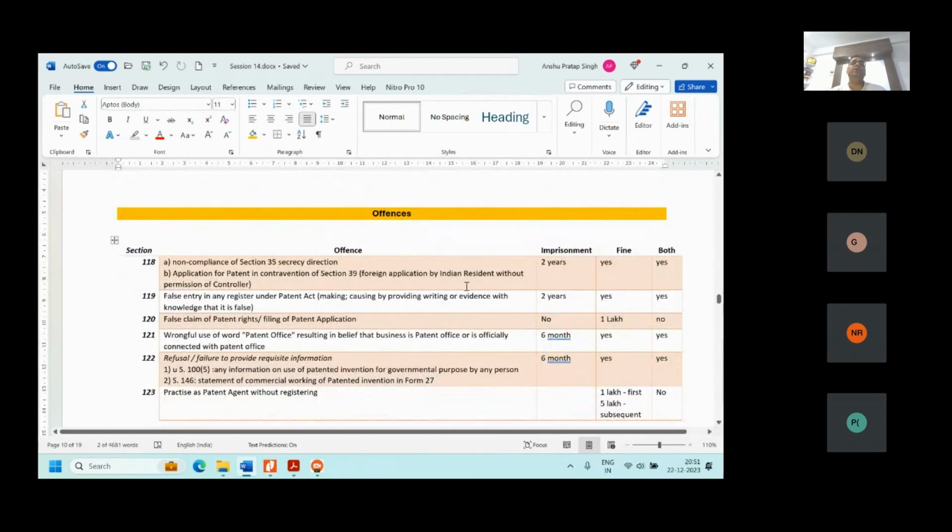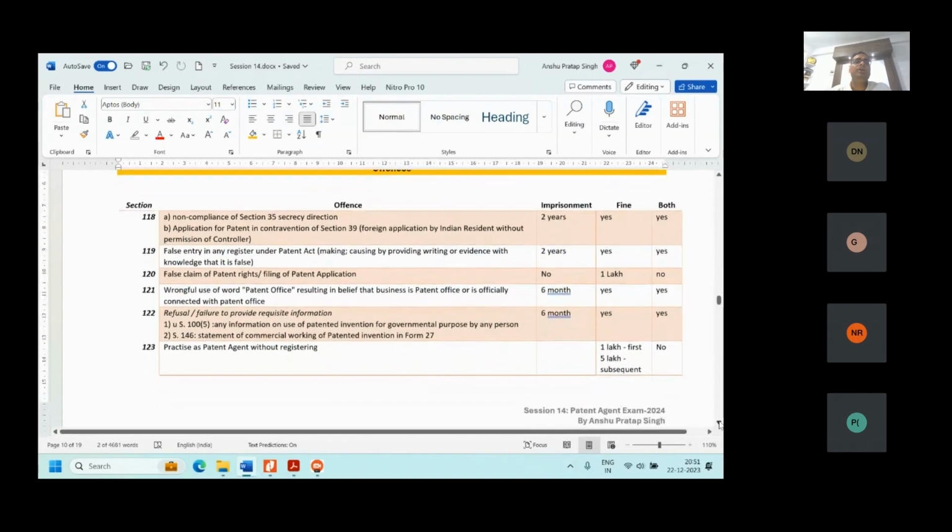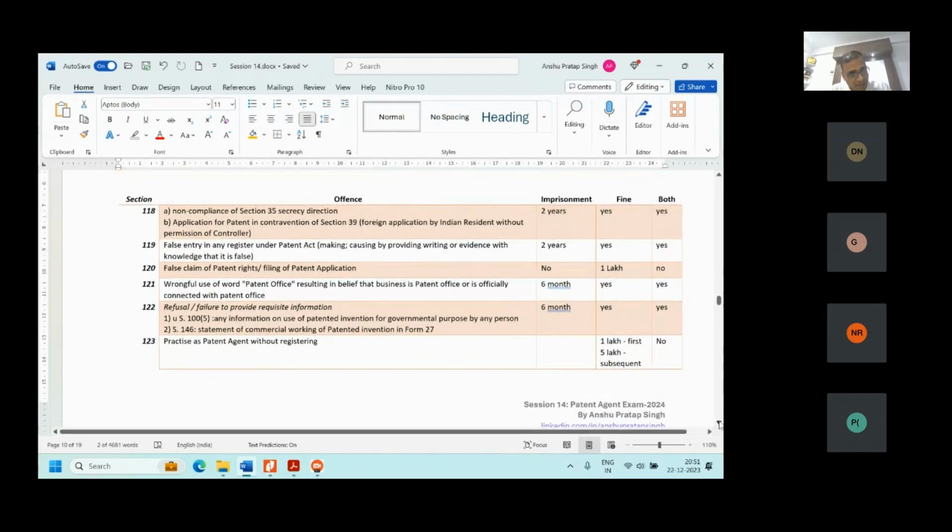Now come the offences. This is the old list of offences. The Jan Vishwas Amendment Act has changed it, but the date from which it will come into effect or force has not been declared.